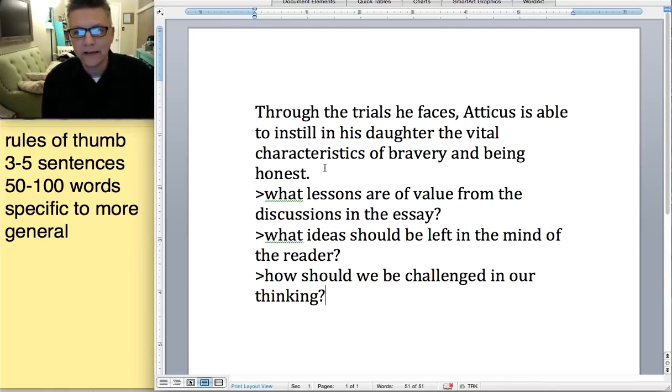What ideas should be left in the mind of the reader? Again, you're thinking about, okay, what should I walk away with after having read this essay about this book? How should we be challenged in our thinking? These are great questions that help leave the reader with something interesting to think about.